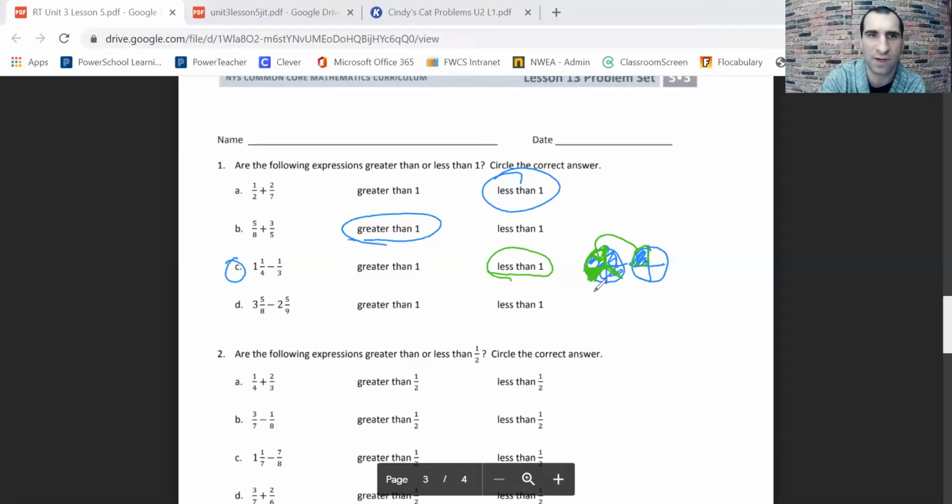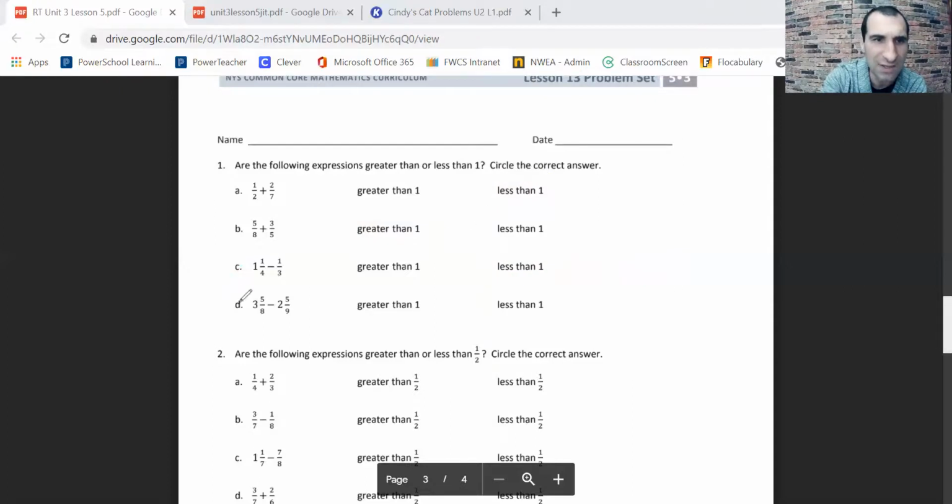So let's look at another one to help you a little bit. Let's look at D. If I have 3 5/8 and I'm subtracting 2 5/9, well, I know that 3 minus 2 is going to give you 1, right? So I'm left with 1 when I subtract the whole numbers from this. Well, what's 5/8 minus 5/9? This one's tricky, okay? So how many 8s and how many 9s am I going to have?